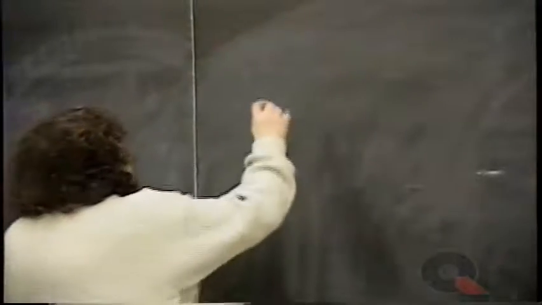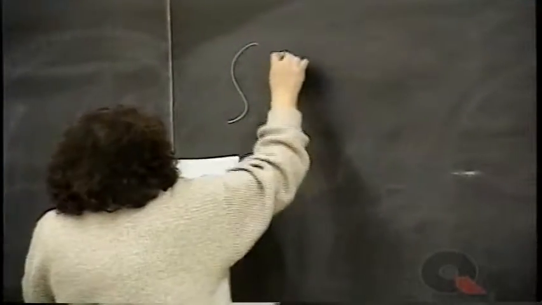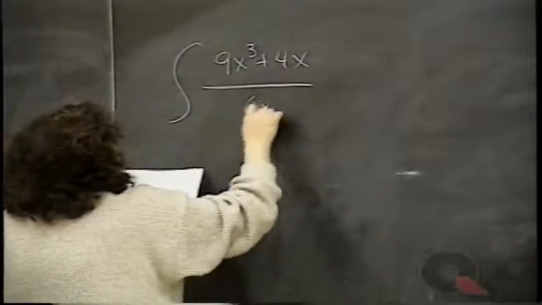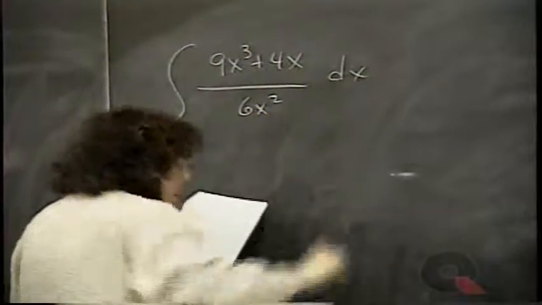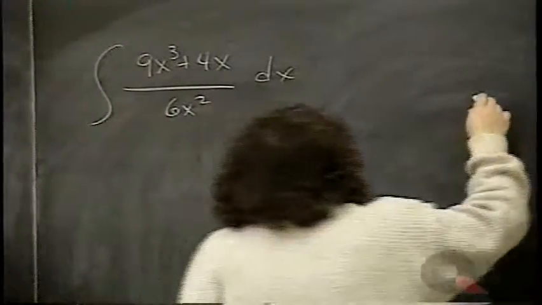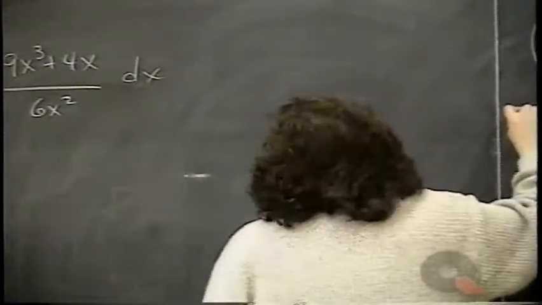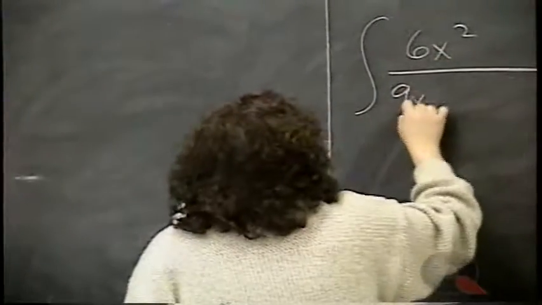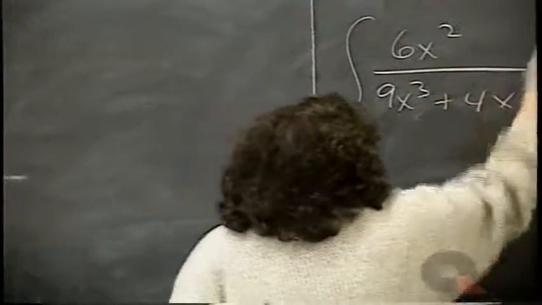For my next pair of problems, let's try the integral of 9x cubed plus 4x over 6x squared, and the reciprocal, the integral of 6x squared over 9x cubed plus 4x.